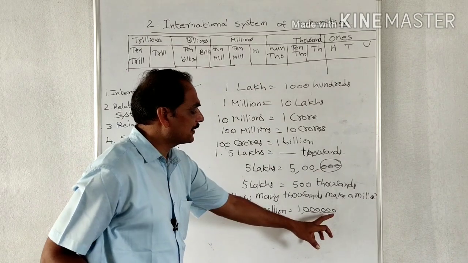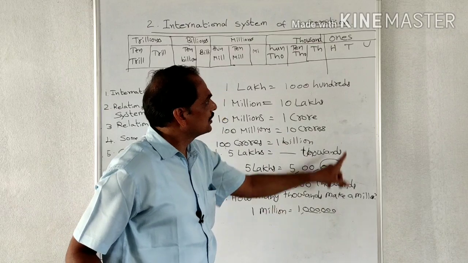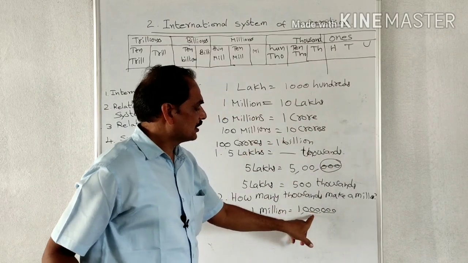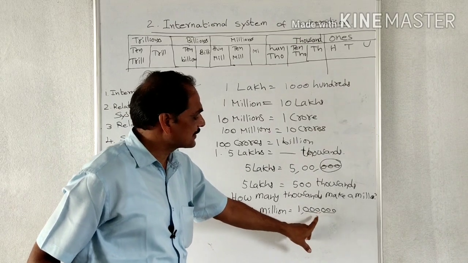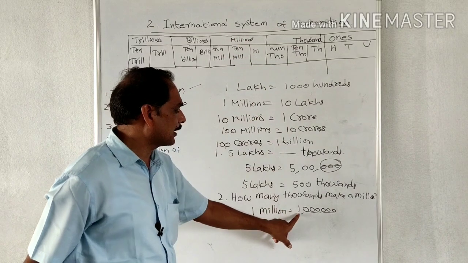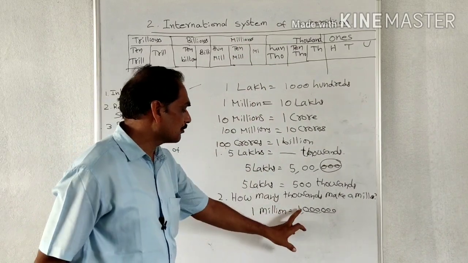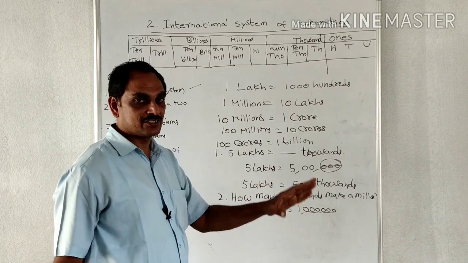The first period containing 3 zeros, so it is the ones period: units, tens, hundreds. And the second period is the thousands period: ones, thousands, 10,000, 100,000. And next the millions period is 1 million. So this is 1 million. 1 million has 7 digits and 6 zeros.